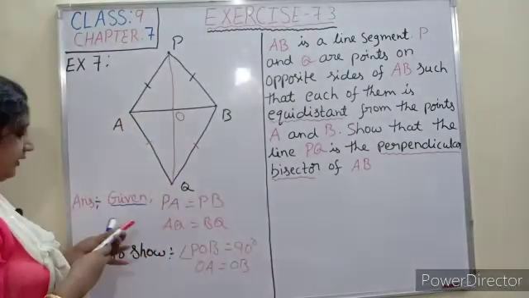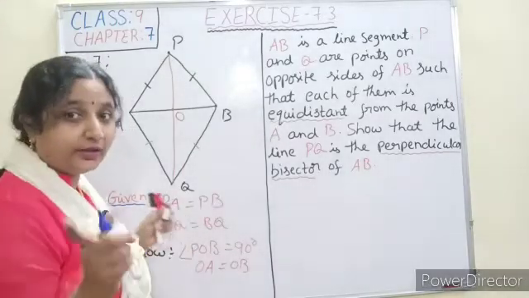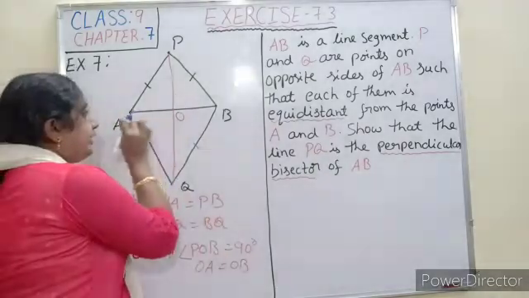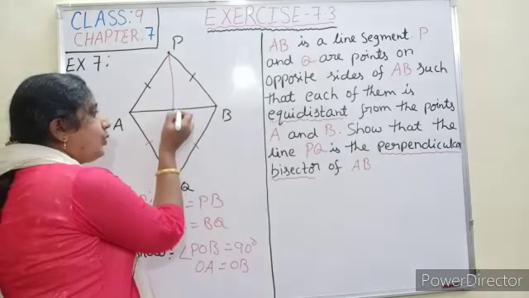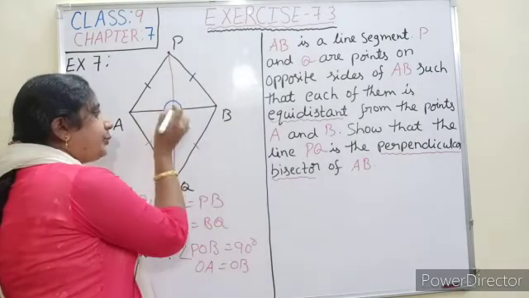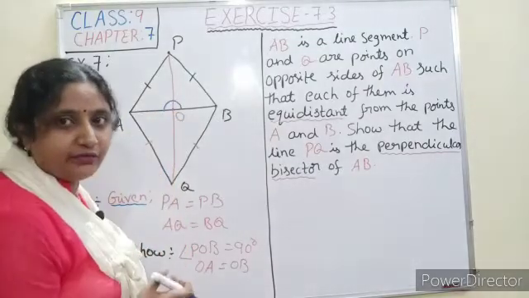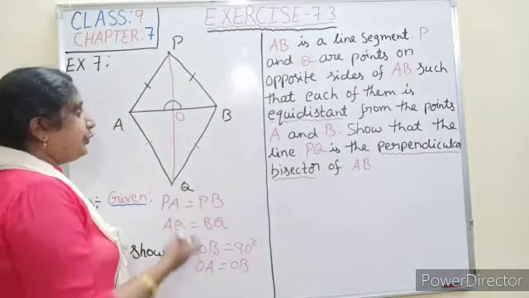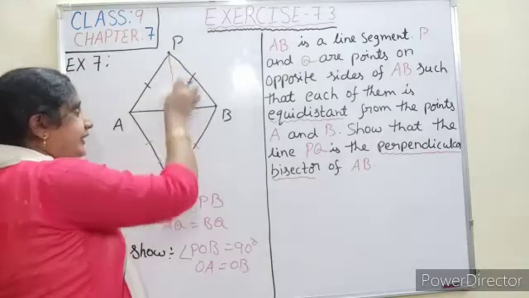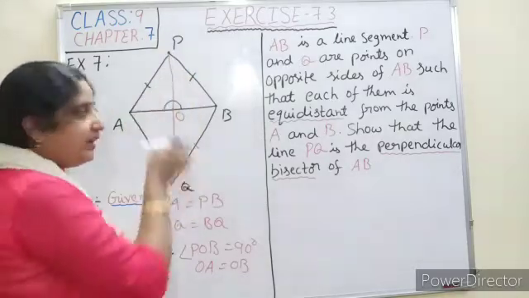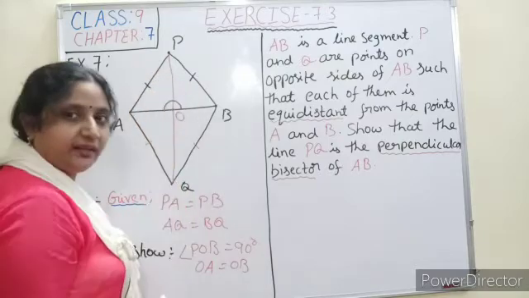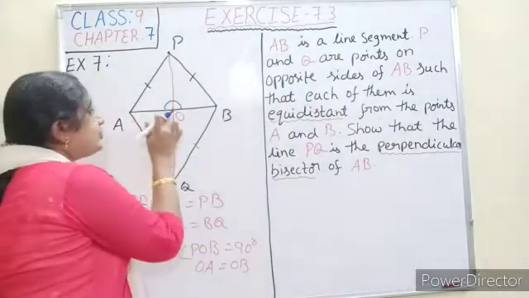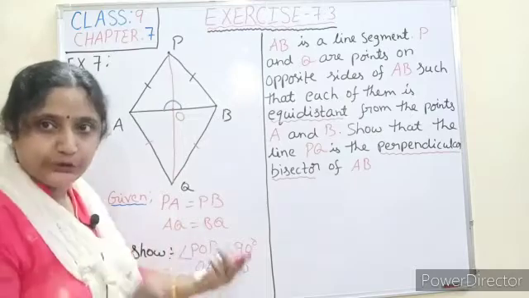Now you see, one thing we can observe here: AB is a line segment, that means a straight line, right? So this forms 180 degree at the point O. This is the condition: a straight line forms 180 degree at any point. So what we have to prove? We have to prove angle POB is 90 degree, angle POA also 90 degree. Here 90 degree and here also 90 degree. That means these two angles should be the same, and these two sides also should be the same. This one we are going to prove.